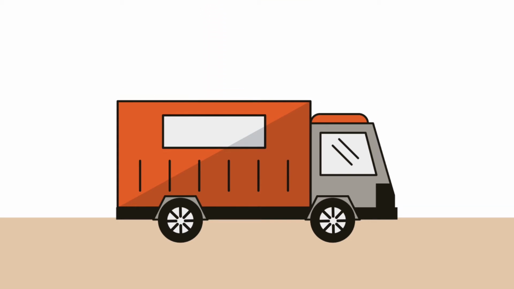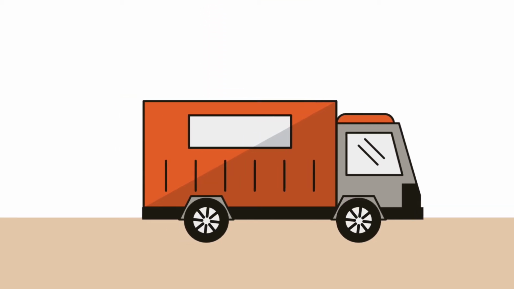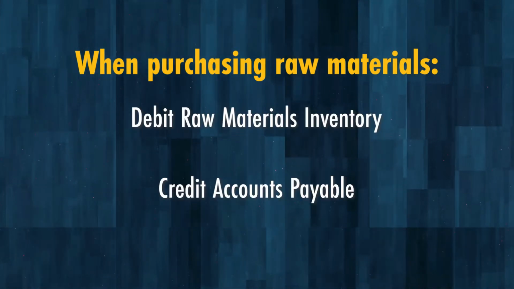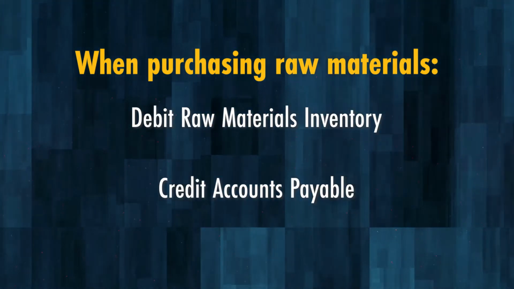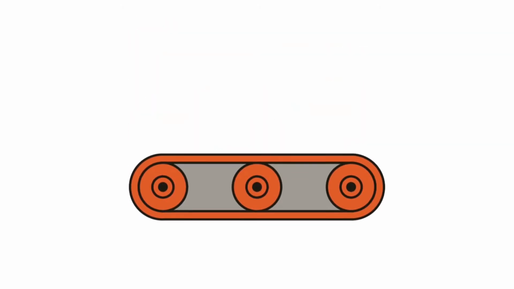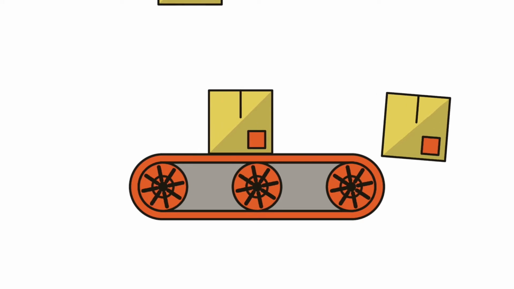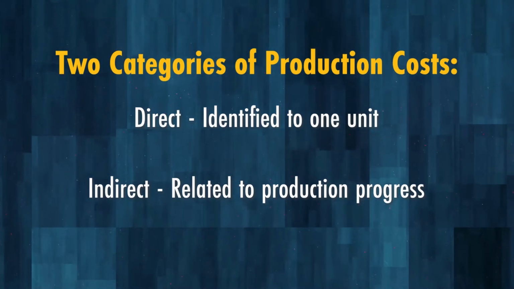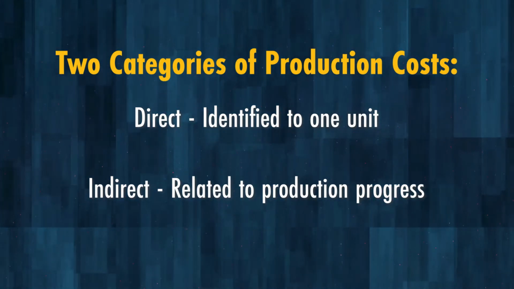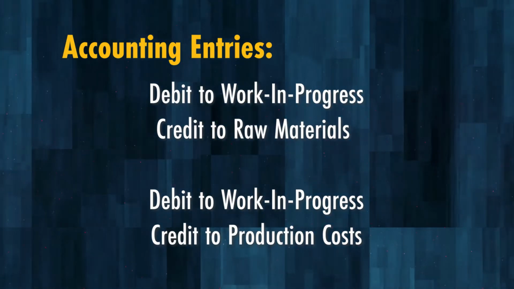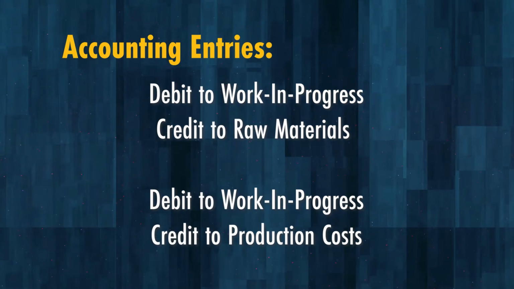For example, raw materials are the basic components that go into producing your products. When raw materials are purchased, you debit raw materials inventory and credit accounts payable. Once your product goes into production, costs are broken into 2 categories: direct and indirect. Direct costs can easily be identified to one unit, while indirect costs are related to the production progress but not easily identifiable to one unit.